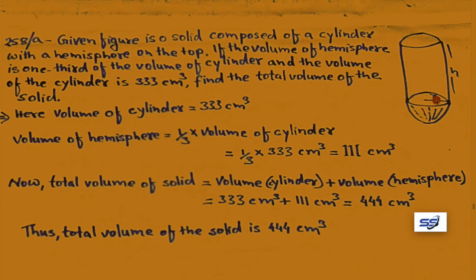Now the total volume of the solid. To find the total volume, we'll add the volume of the hemisphere and the cylinder. Both shall be added. Total volume of solid equals volume of cylinder plus volume of hemisphere. 333 cm³ is the volume of the cylinder given in the question, and 111 cm³ is the volume of the hemisphere we got here. After adding both, we get 444 cm³. So our required total volume of the solid is 444 cm³.